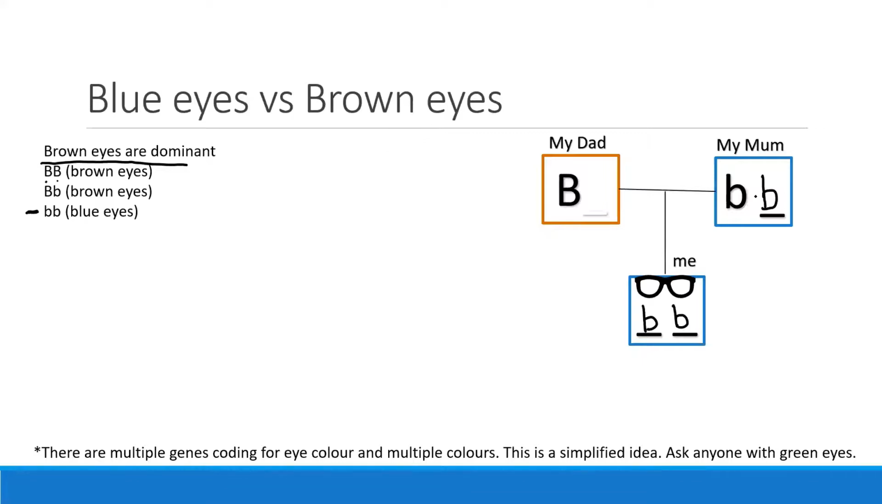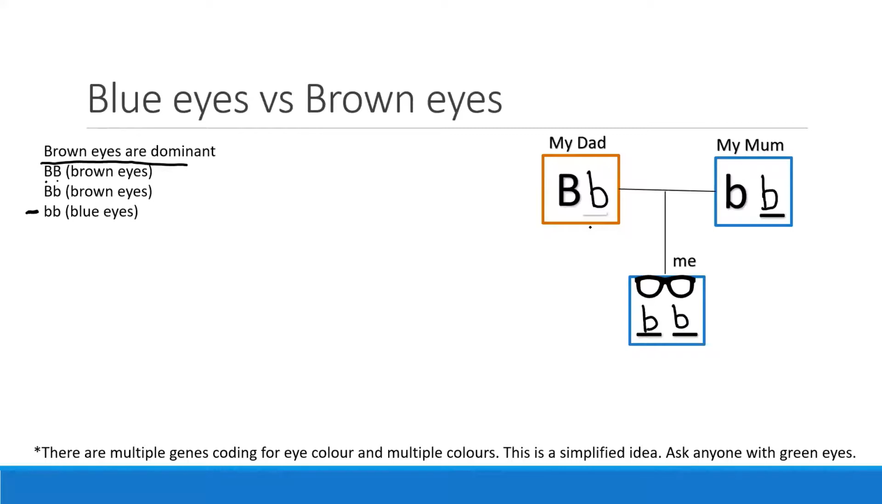What about my dad? It has to be lowercase b. If it was an uppercase b, then my dad would only have one thing he could give me, an uppercase b, which means that I would end up with brown eyes. Therefore, the only way for my dad to give me a recessive gene is if he has a recessive gene. So that means my dad has brown eyes, with a dominant brown gene and a recessive blue gene.